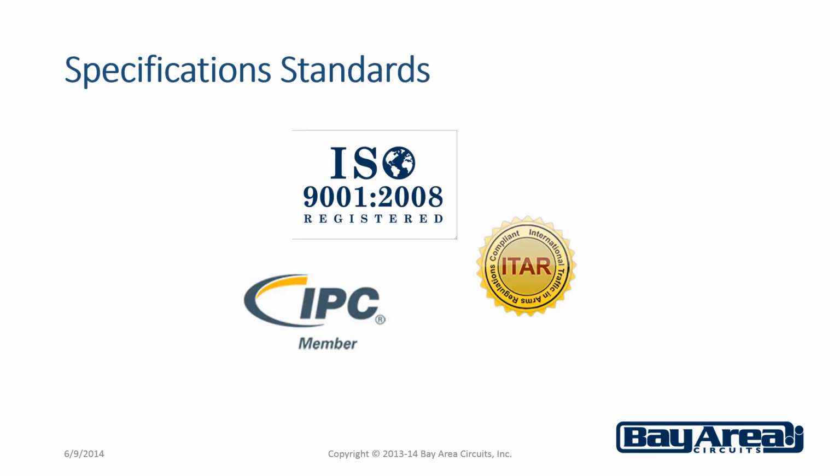Key factor number 11, specification standards. IPC Class 2 is a common standard for final PCB inspection and quality processes. Class 3 is a step up from Class 2 that requires additional processes such as coupons and cross-sections to be added to the manufacturing process and can see a cost increase of 15 to 20%. Military and aerospace specifications could also increase the cost.